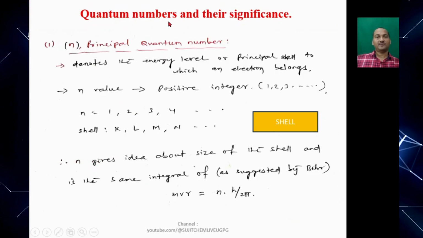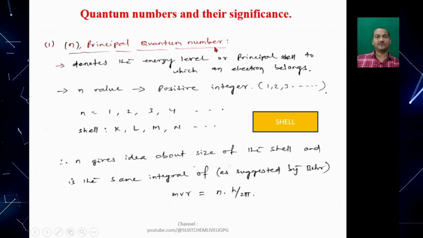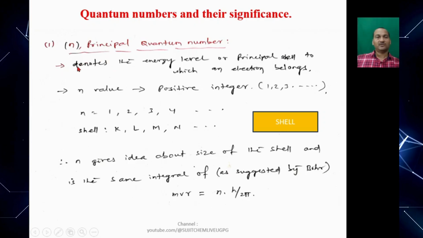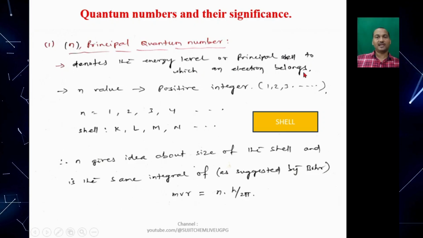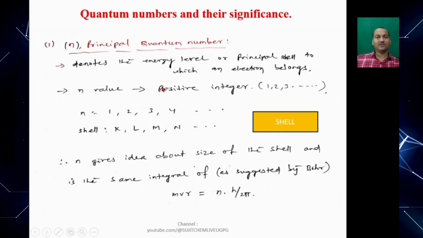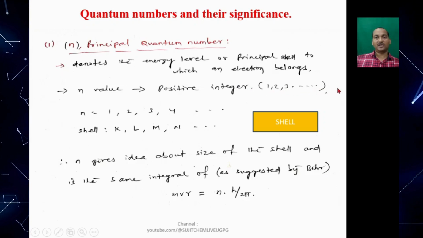So there are four types of quantum numbers. Let's discuss one by one. n is the principal quantum number. n denotes the energy level or principal shell to which an electron belongs. The n value varies as a positive integer: 1, 2, 3, 4, and so on.